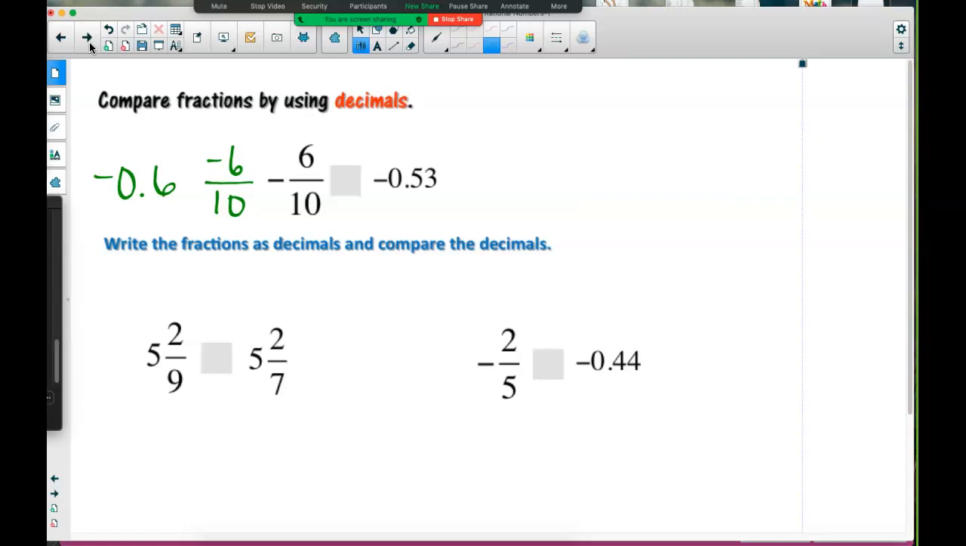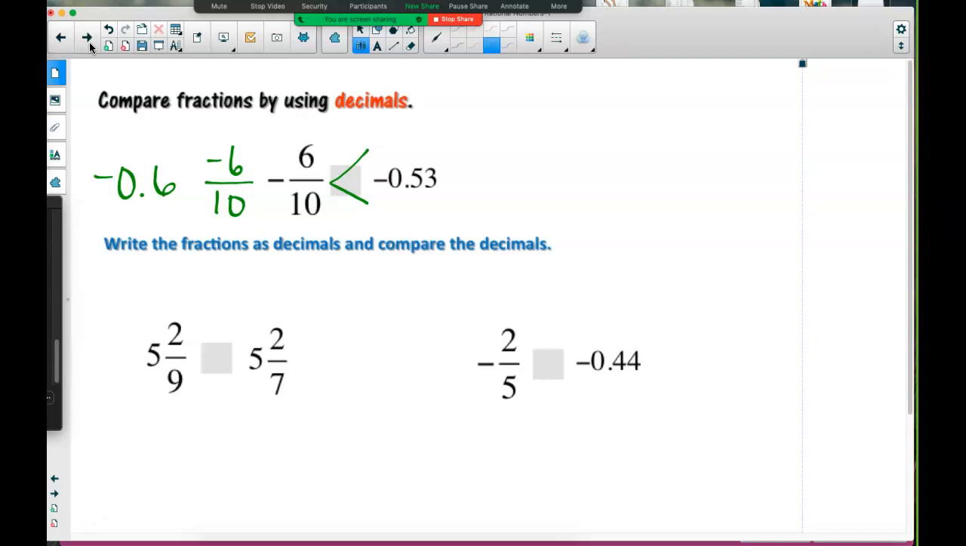Now we have to be careful because these are negative. What's bigger, -0.6 or -0.5? -0.5, right? It's closer to 0 because they're negative. So I would put a less than sign in there. Okay. If we look at 5 2/9 and 5 2/7, does the whole number in front matter?